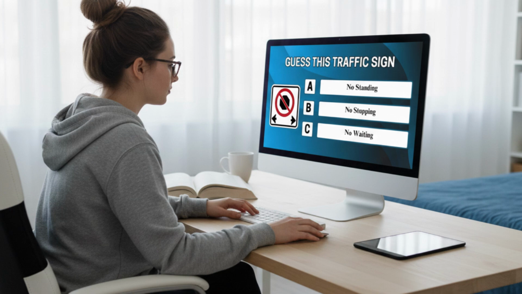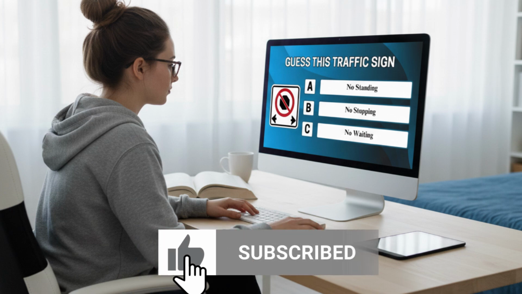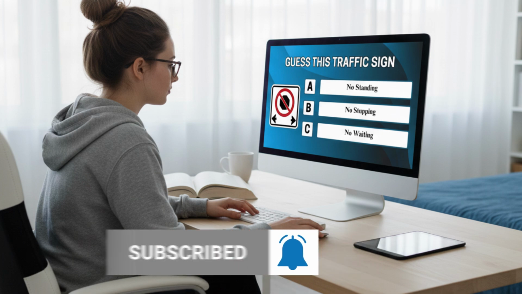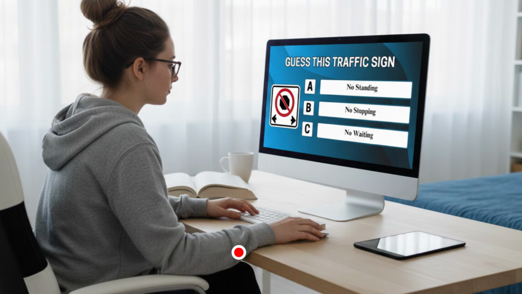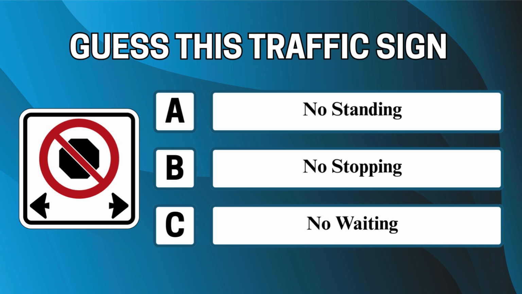Road signs are the secret weapon to passing your DMV test on your first try. Master these 40 US signs, and passing will be a walk in the park. Let's dive in. What is this road sign?